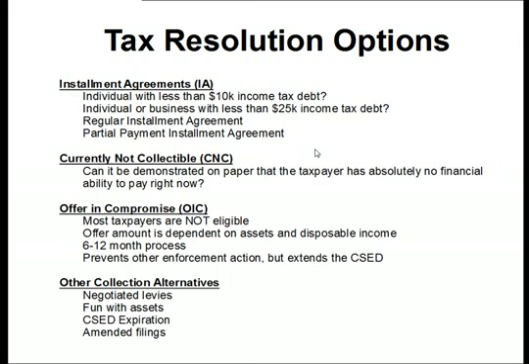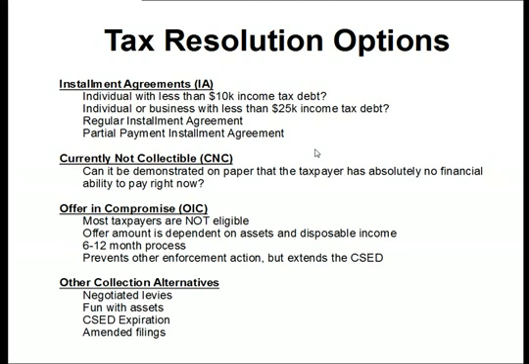Next is the offer in compromise, the OIC. This is what you hear referred to as the quote-unquote pennies on the dollar operation. The thing is that a lot of tax resolution companies will sell this to everybody. Problem is, the vast majority of taxpayers are not eligible. Okay, there are strict eligibility criteria.